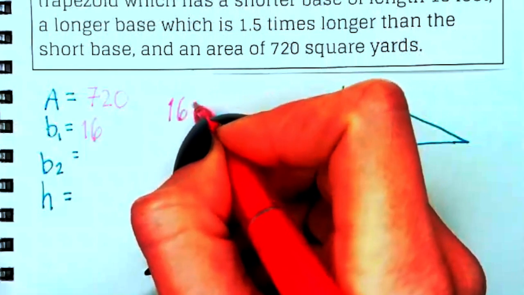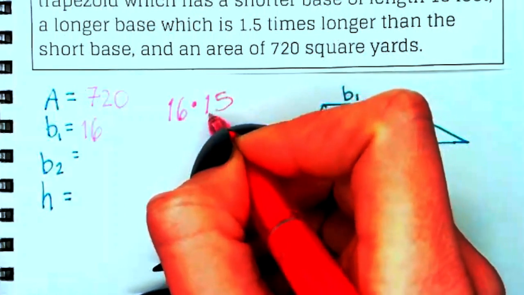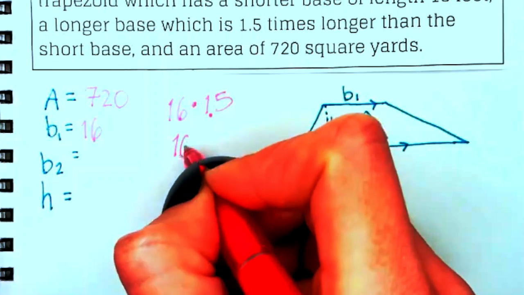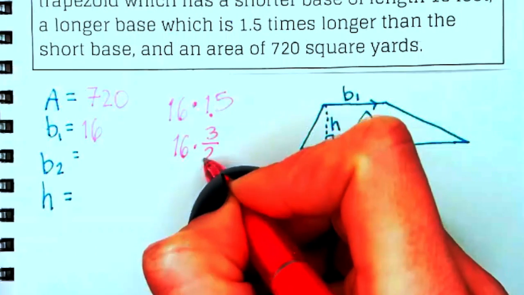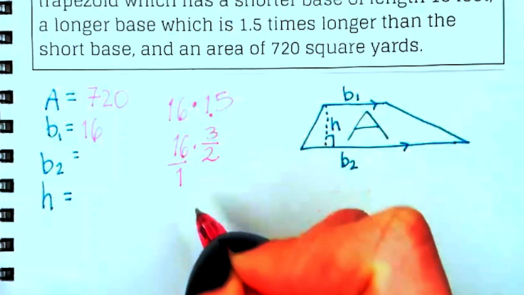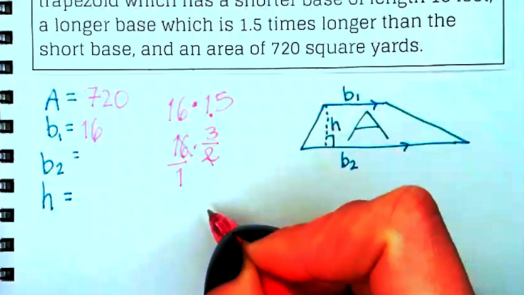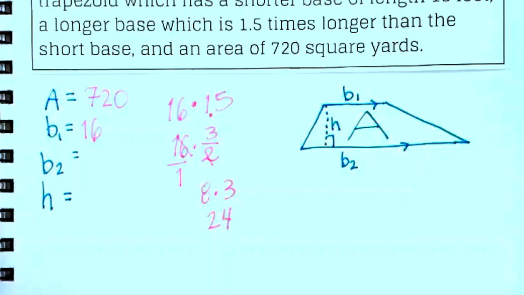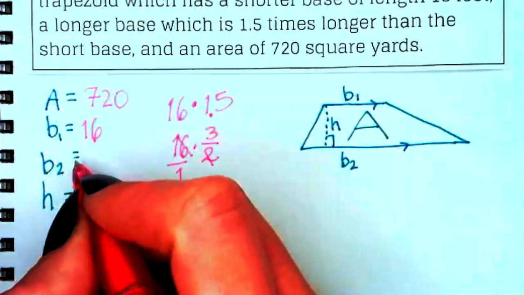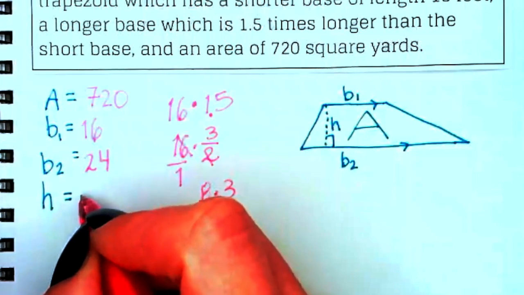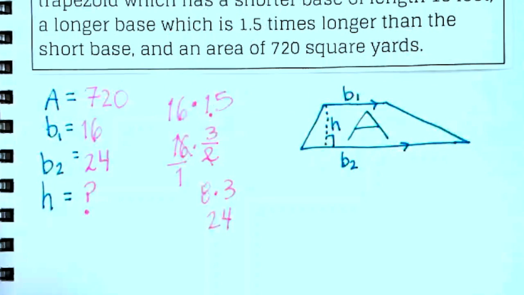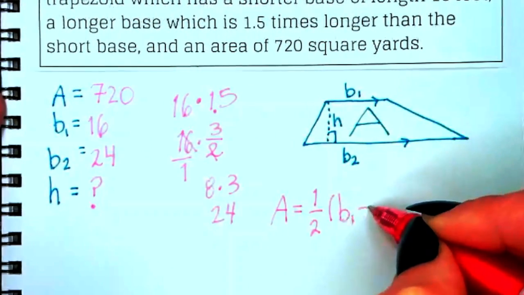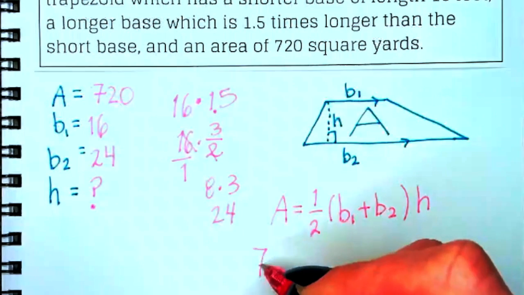So if I needed to multiply 16 times 1.5, you could obviously just punch this into a calculator, but I know that 1.5 is really 3 over 2. 16 is really 16 over 1. 16 and 2 can reduce. I'm left with 8 and 3. And 8 times 3 is 24. That means my longer base is 24, and the height is what I'm looking for. I also have the area of a trapezoid memorized because I'm being a responsible geometry student.